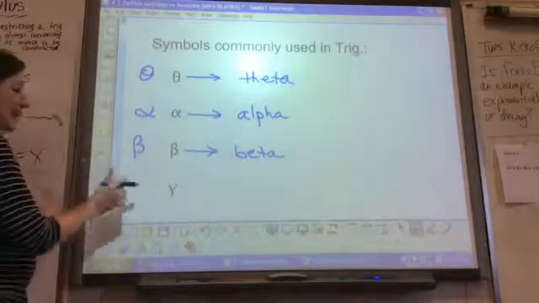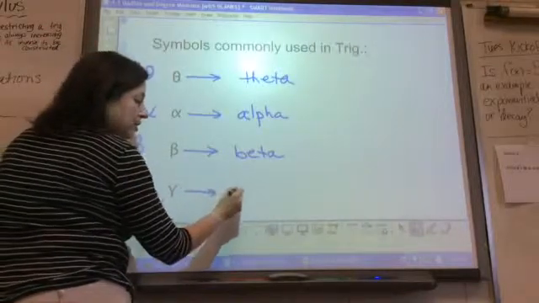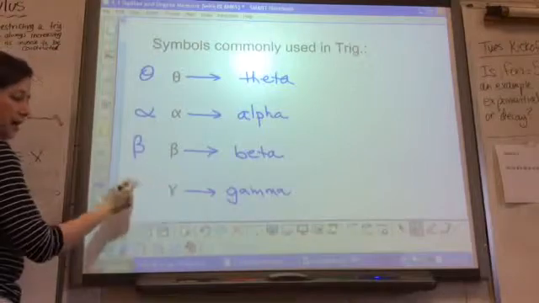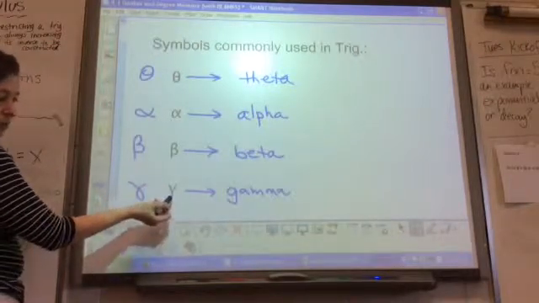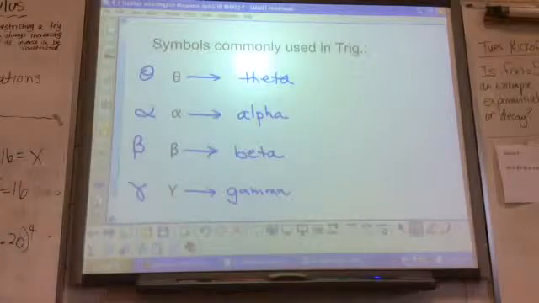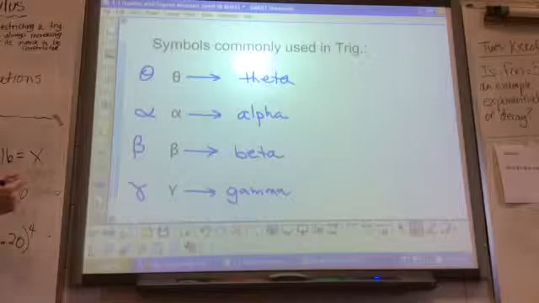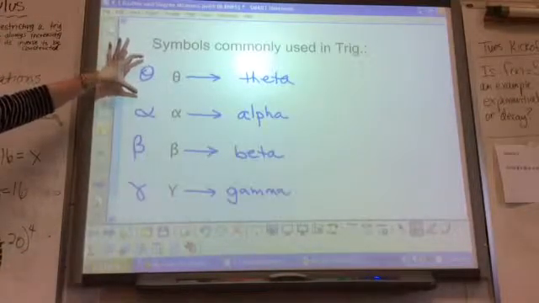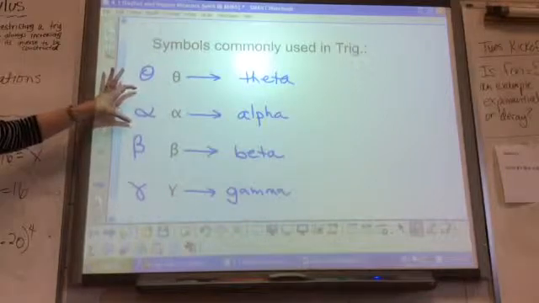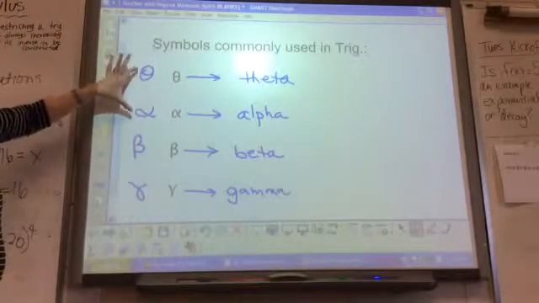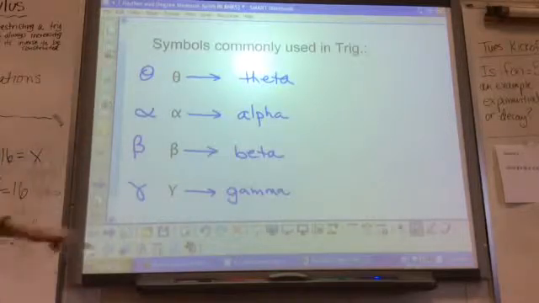All right, and the last one, they don't use that much. It's gamma, like a gamma ray. And it has more of an opening right there that you can't see up here. So it's kind of like the fish turned that way. All right, so here's the favorite, here's the second favorite, and then these two maybe every now and then, but they love these two when they talk about angles.